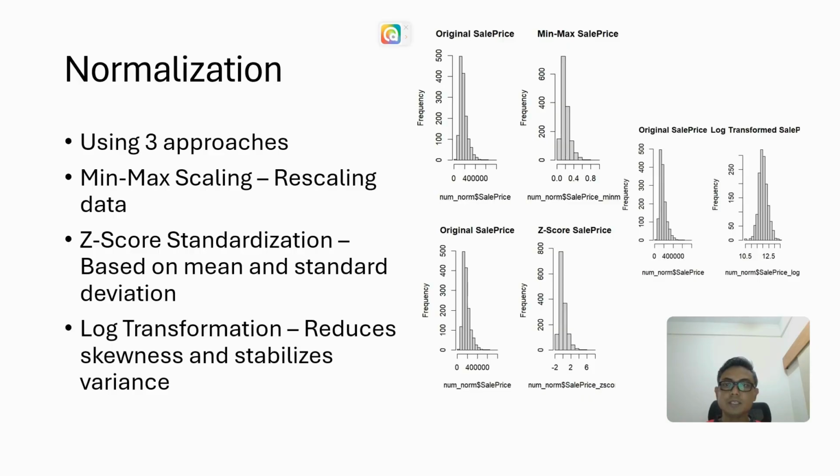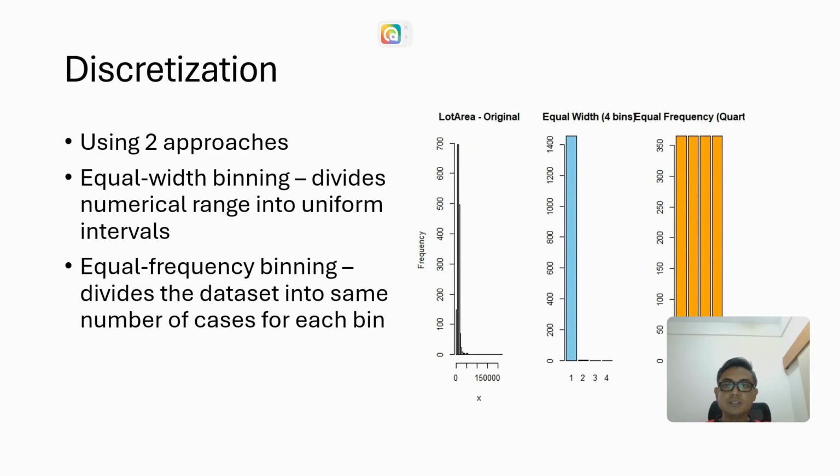Then we do normalization using 3 approaches. First is minimum and maximum scaling, rescaling the data. Then Z-score standardization, which is based on mean and standard deviation. And the last one is log transformation, which reduces skewness and stabilizes variance. Next is discretization. We're using 2 approaches. The first one is equal width binning, which divides the numerical range into uniform intervals, and equal frequency binning, which divides the dataset into the same number of cases for each bin.